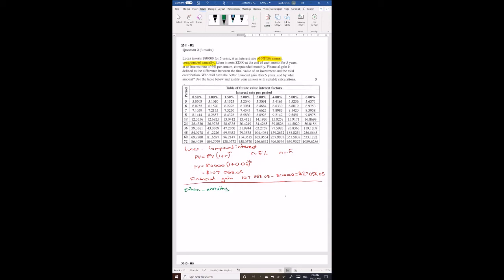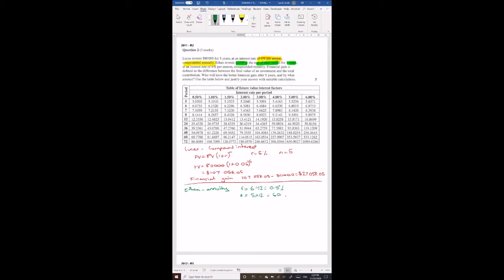So he's doing regular repayments. So he's a little bit different. So he's doing that at the end of each month for 5 years. So we do need to change some things around for Ethan. So our rate is going to be 6 divided by 12, which equals 0.5%. And our number of time periods is going to be 5 times 12, which equals 60.